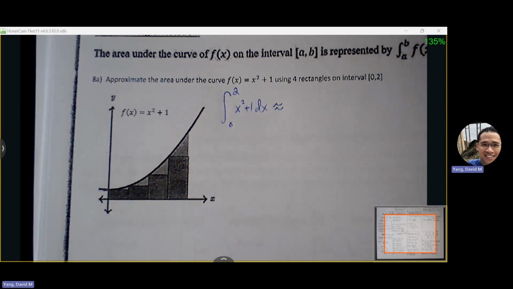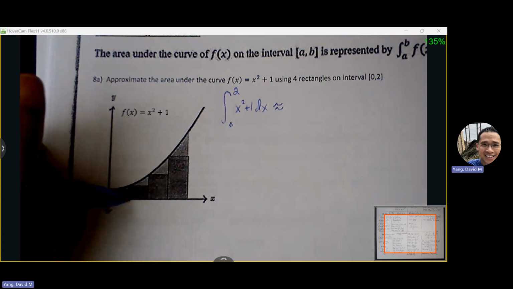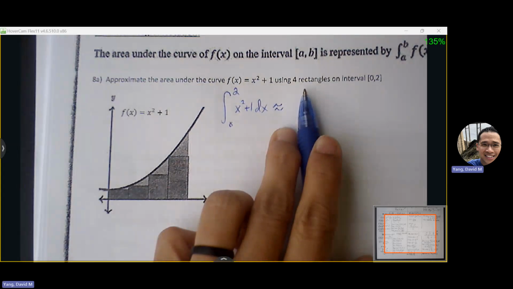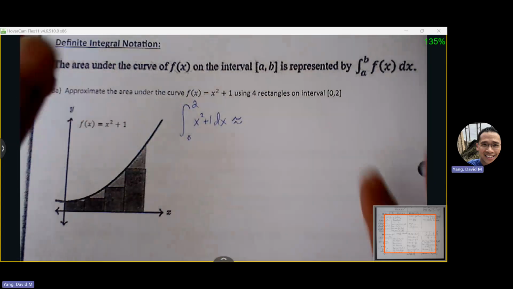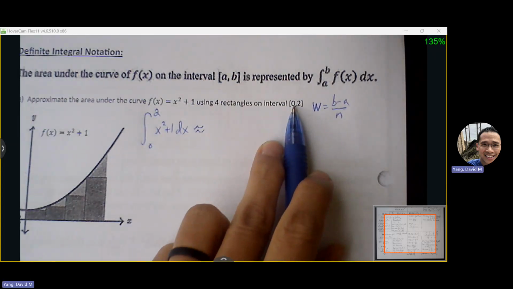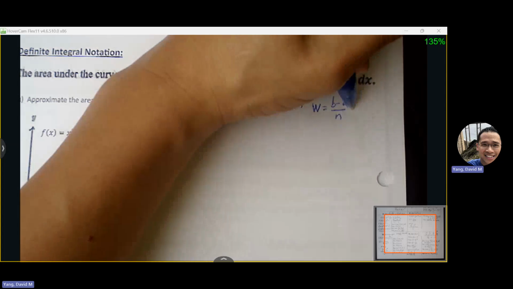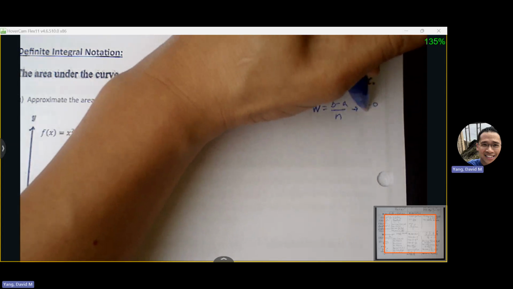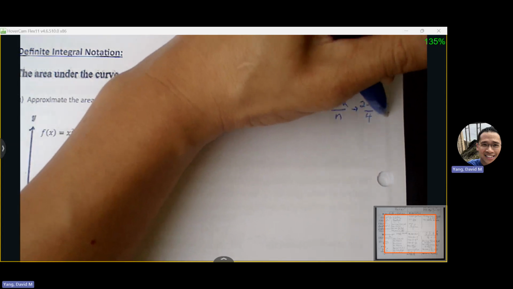Okay, so we're going back to approximation here. Now I want to do four subintervals. Remember we have a formula for width, right? Width is b minus a over n. My a and b are 0 and 2, and my n is 4. So 2 minus 0 over 4 is 1/2.